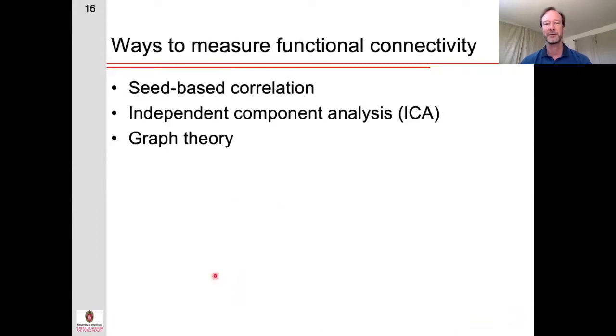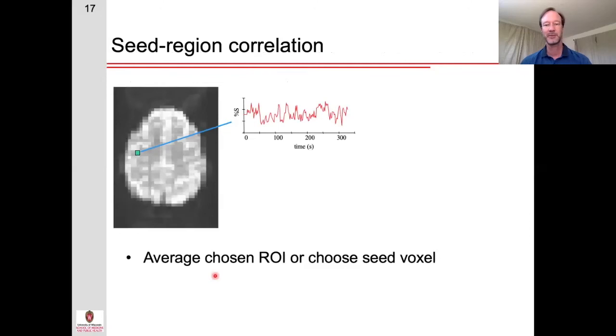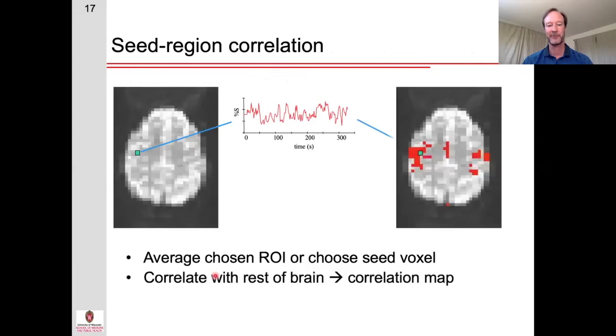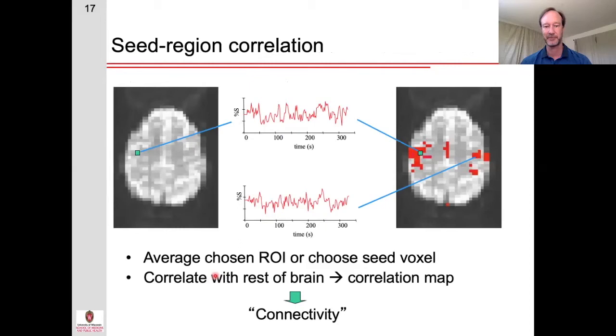So how do we measure functional connectivity? I say in general, there would be 3 approaches: seed-based correlation, independent component analysis, and graph theory. Seed-based correlation is what I discussed previously. That is, we pick a particular seed region of interest, take the time course from that, and then we calculate the correlation of that time course with all other brain voxels. We get a correlation map, and that's what we call a connectivity map.